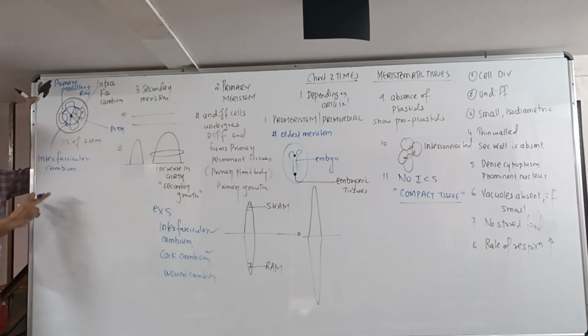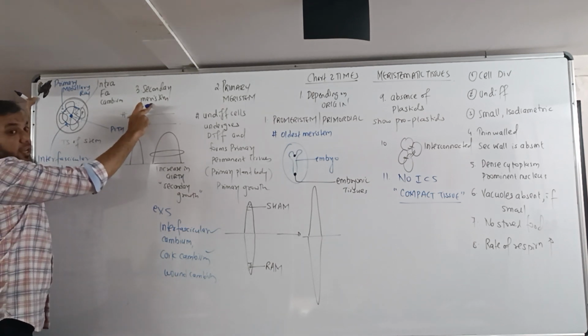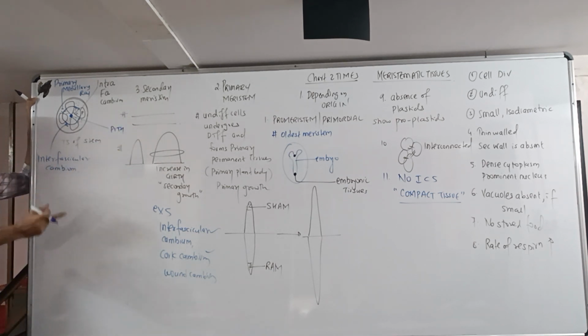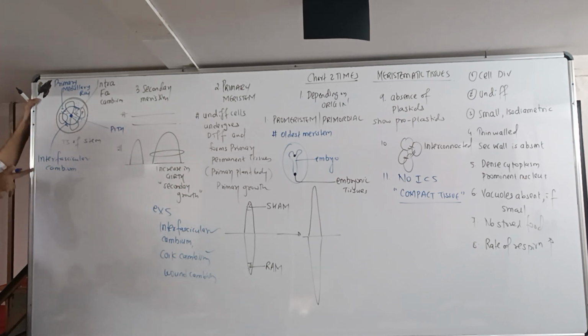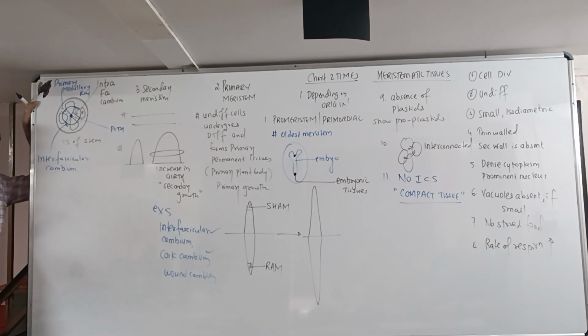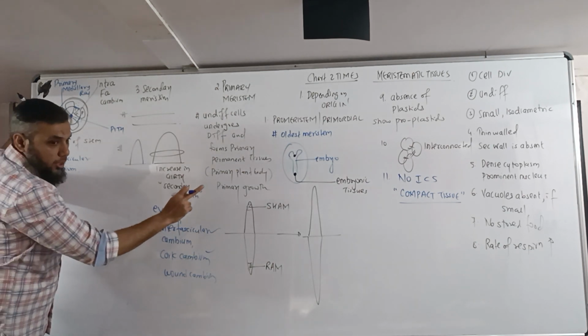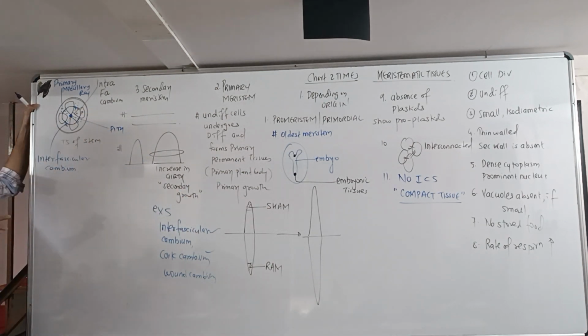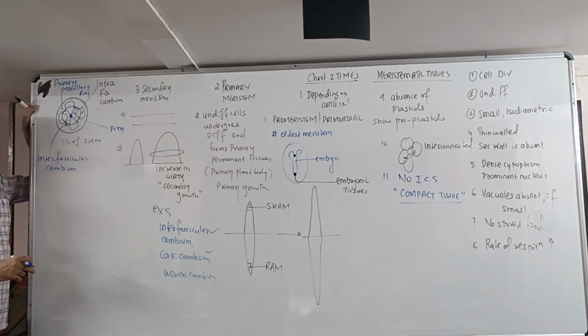Interfascicular cambium. So interfascicular cambium is an example of which meristem? Secondary meristem. Because it has come from the dedifferentiation of primary medullary rays. But intrafascicular cambium is a primary meristem. So primary meristem के कितने examples दिए अभी तक मैंने? 3. कौन से? राम, श्याम, इंट्राफाका. और secondary की क्या दिया मैंने? Interfascicular cambium. And the other is cork cambium.